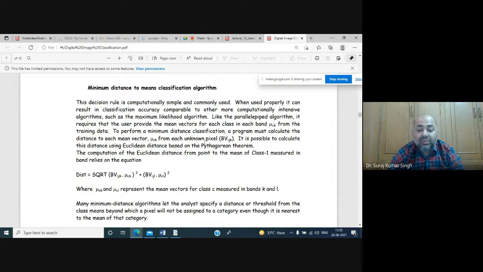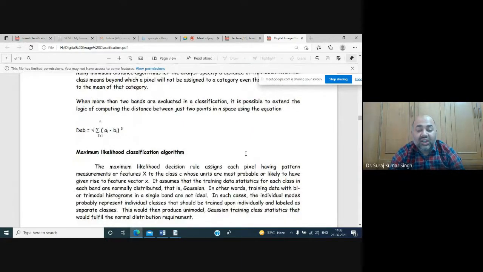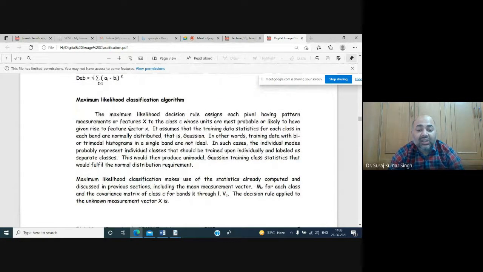To perform the minimum distance classification, a program must calculate the distance to each mean vector from each unknown pixel, and it is possible to calculate this distance using Euclidean distance based on the Pythagorean theorem. It's just like we have already done. So this is the algorithm where distances are used to classify the object, and finally you have the maximum likelihood classification, where the maximum likelihood decision rule assigns each pixel having a pattern of measurements or features X to the class C whose units are most probable or likely to have given rise to the feature vector X.